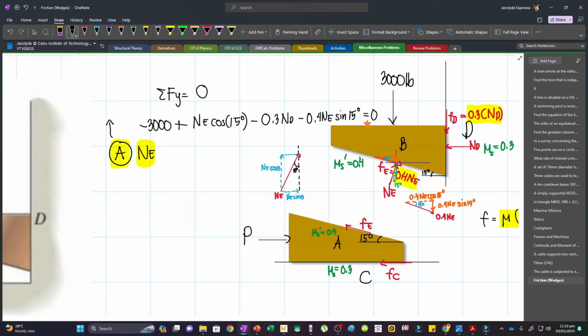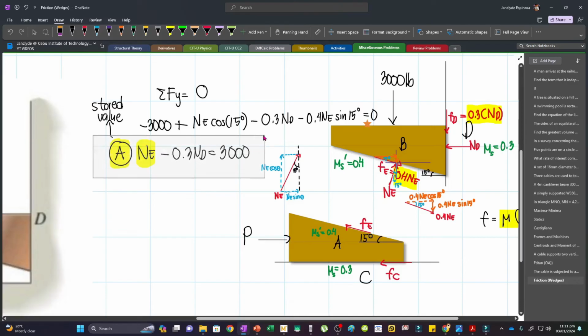Again, this is the stored value, and then minus 0.3 ND, and this is equal to 3000 if we move this to the right. So this is 3000. Now sir, why are you moving this one to the right? I am moving that to the right so that I can apply the two equations, two unknowns calculator technique. And so this will be our first equation.